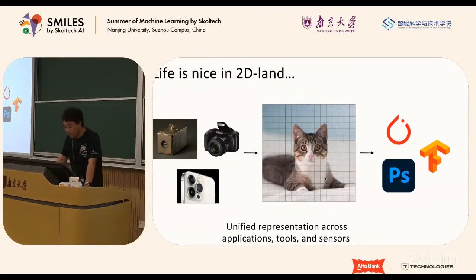So here, let me answer the question: what is 3D? 3D is quite difficult to interpret. Because as human beings, we actually don't know what 3D is. So how does a computer understand what 3D is?